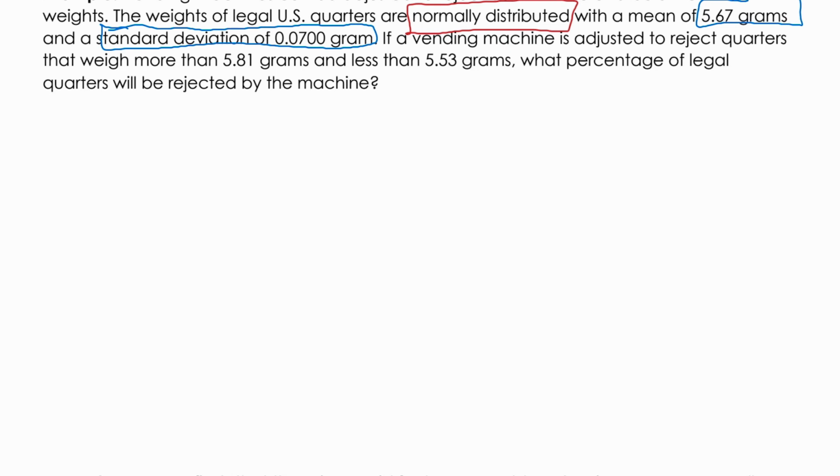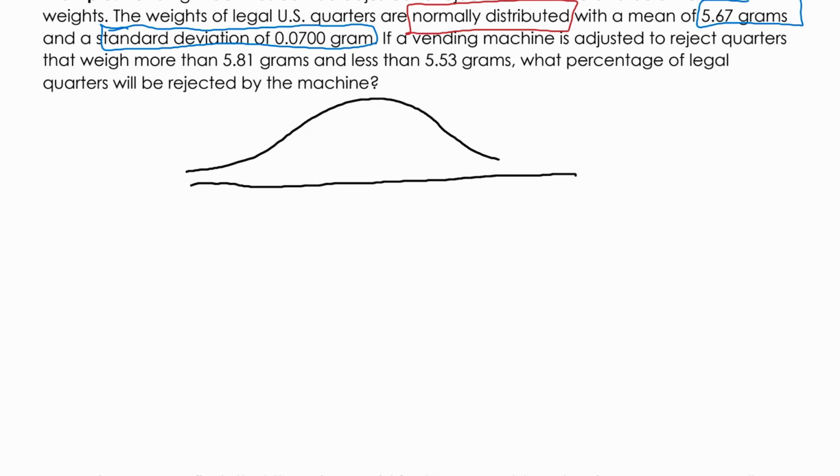If a vending machine is adjusted to reject quarters that weigh more than 5.81 grams and less than 5.53 grams, what percentage of legal quarters will be rejected by the machine? So these machines are set up to try to make sure that the coins they're getting are valid. But there may be some coins that are authentic but get rejected because of their weight. So what we're going to do is use the normal curve to figure this out. So we know we have a normal curve because it tells us it's normally distributed. So I have this kind of a shape.